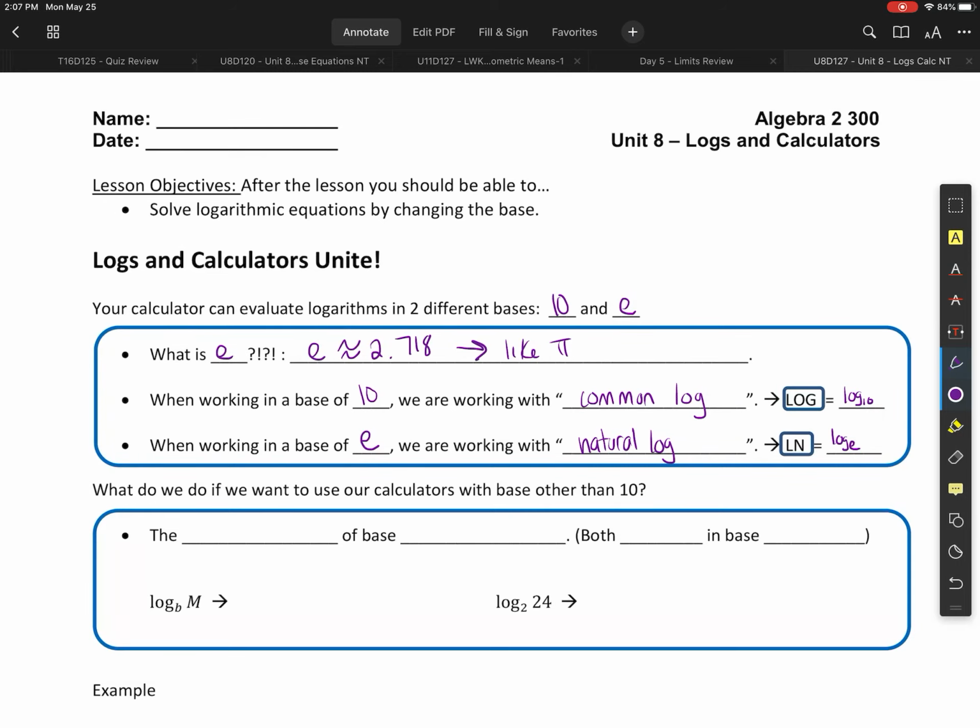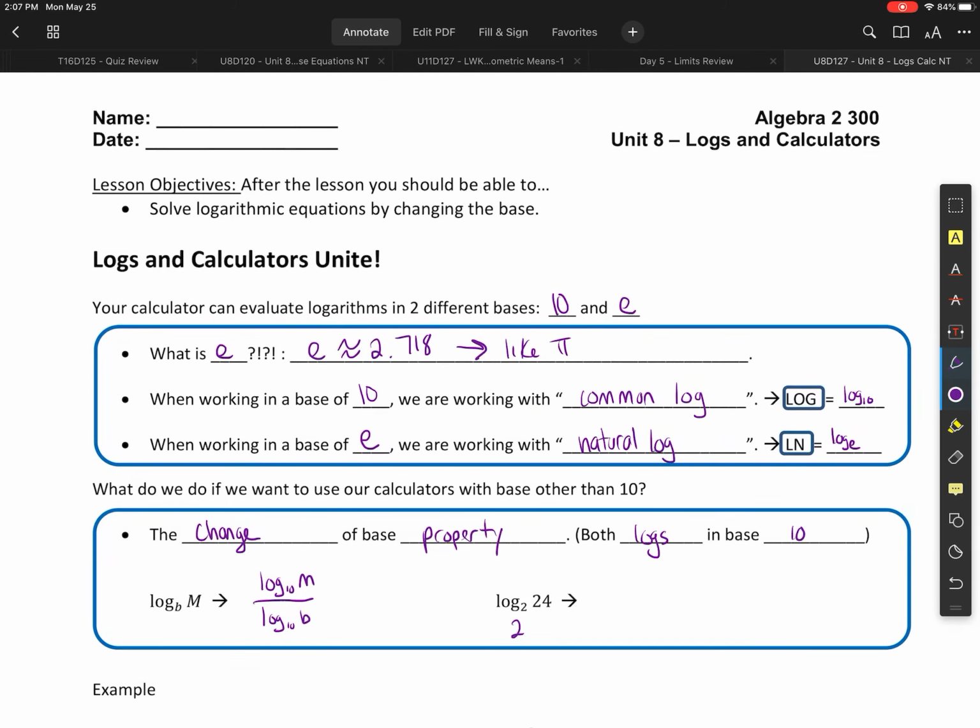What we have today is called the change of base property. And when we do this, both logs are in base 10. So if you have log base B of M, you could rewrite this as log base 10 of M over log base 10 of B. So for this problem here, the question is 2 to what power is 24?